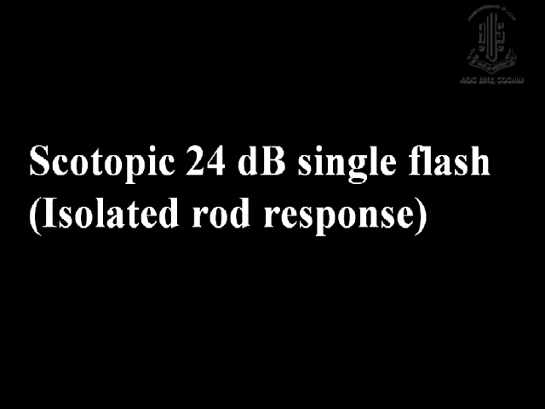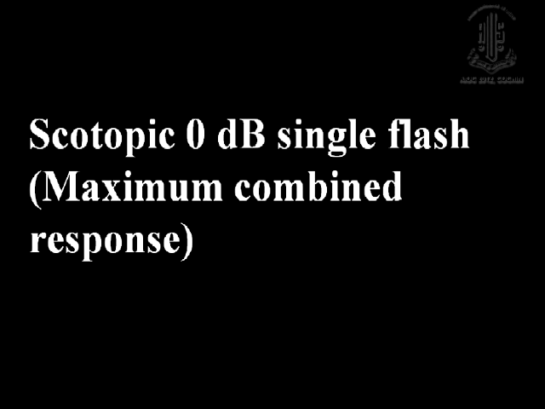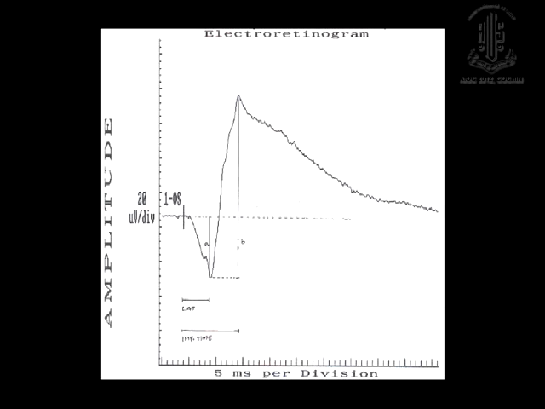First, I'll show you a scotopic 24 decibel single flash, which is the isolated rod response, and this is a very good positive B wave that you see. So this is a normal scotopic 24 decibel. This is how it looks like. And coming to the maximal combined response, we have an initial negative A wave and a positive B wave.